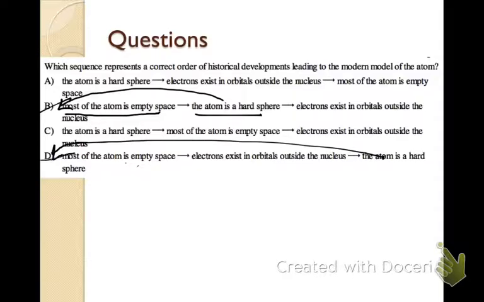So let's keep going back. A, the atom is a hard sphere. Electrons exist in orbitals around the nucleus, and most of the atom is empty space. So the empty space part went there. So the atom is a hard sphere. Most of the atom is empty space. Electrons exist in orbitals around the nucleus. That should be your answer.